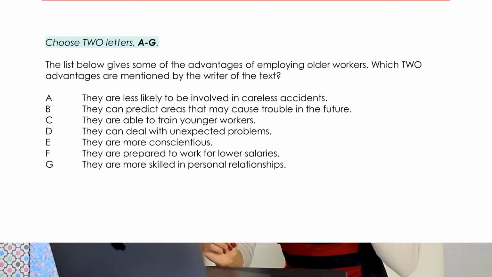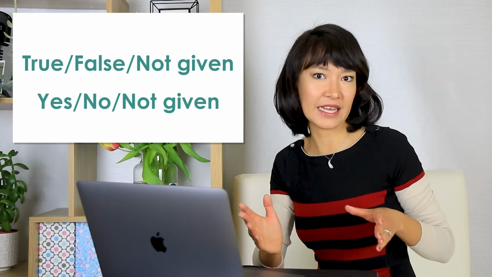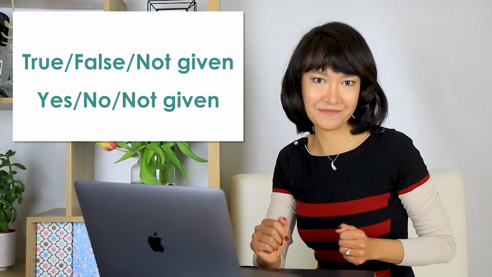But sometimes you get multiple choice questions with 2 answers and 7 options. And if they come at the very end of your reading test, at the end of part 3, then answers may not come in order. I mean, they may be anywhere in the passage, which is quite often the case with the last few questions in the reading section. The next type of task is true, false, not given, and yes, no, not given questions.